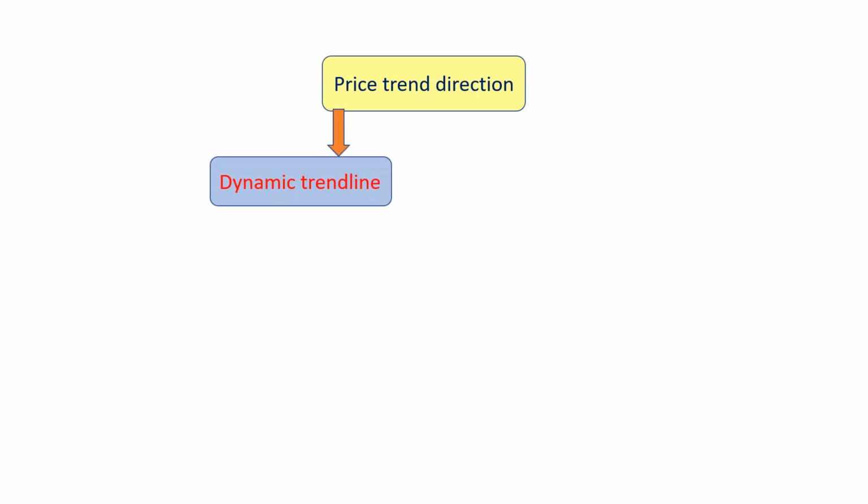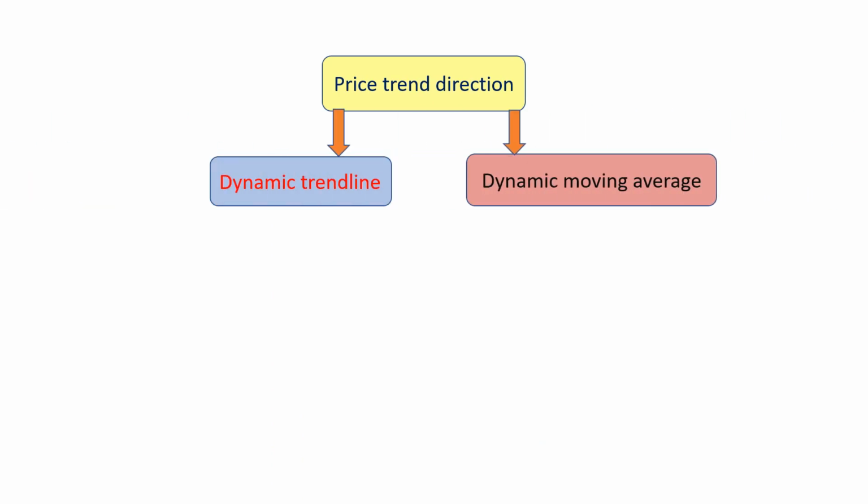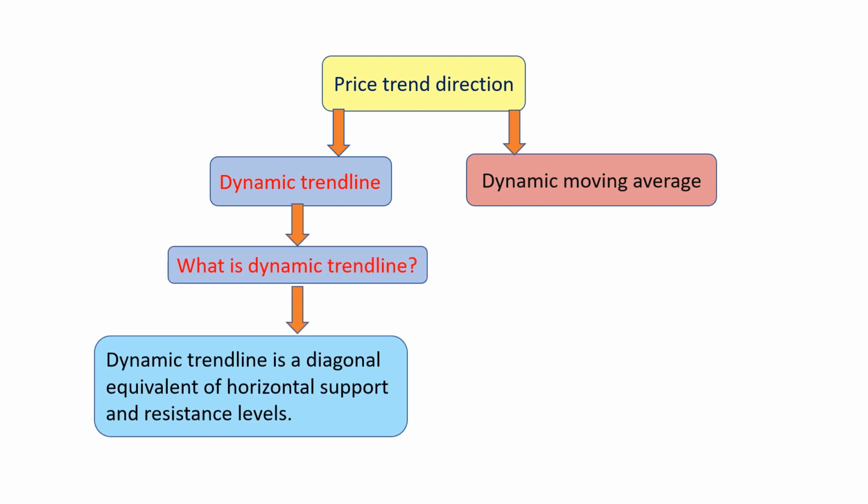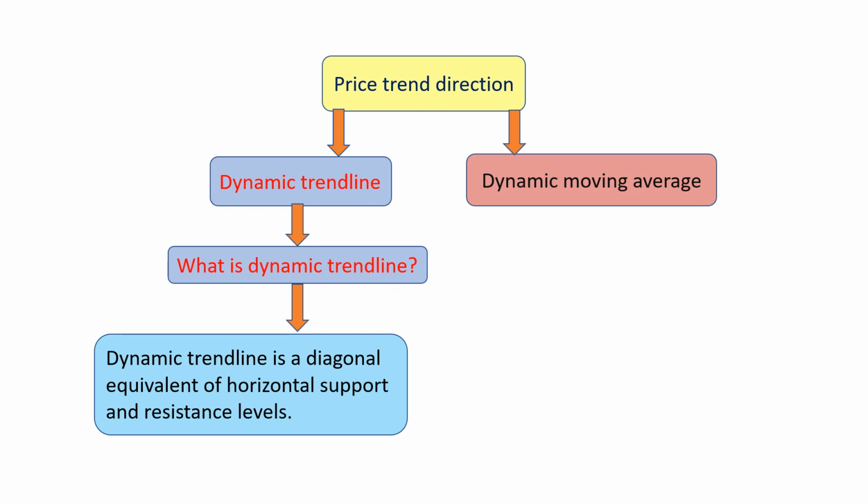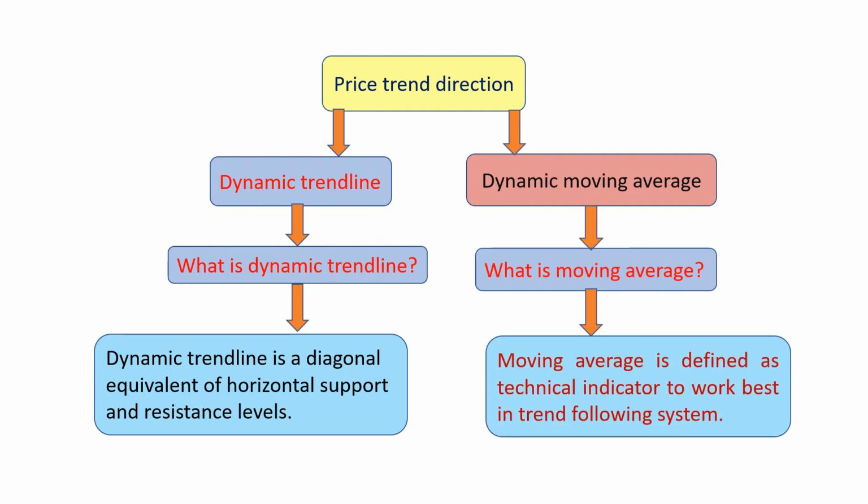Price trend direction can be obtained by dynamic trend line or dynamic moving average. What is dynamic trend line? Dynamic trend line is a diagonal equivalent of horizontal support and resistance level. Trend line can be drawn between the minimum of two or more pivot points to find the trend direction. What is moving average? Moving average is defined as a technical indicator that works best in trend following systems. The direction, magnitude, and rate of change of the trend can easily be obtained.